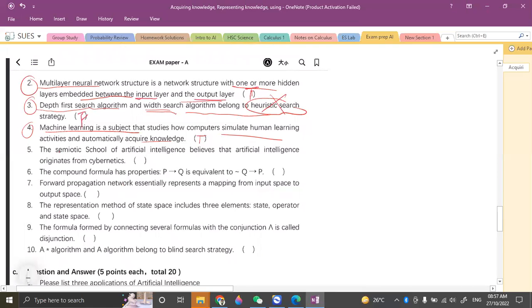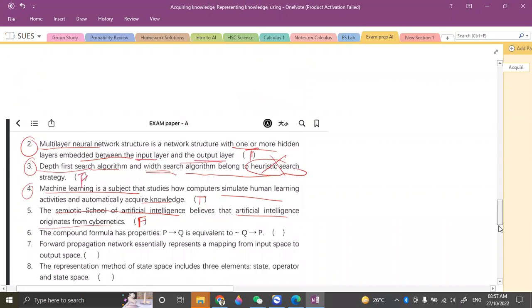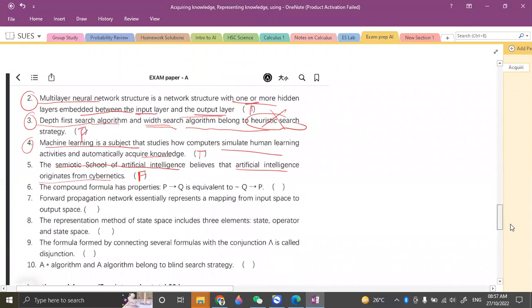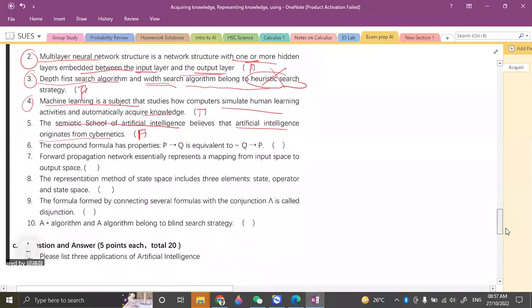And for 5, the symbolic school of artificial intelligence believes that artificial intelligence originates from cybernetics. That is false. Cybernetics originated from where? Still remember? Behaviorism, right? So cybernetics originated from behaviorism. It doesn't come from artificial intelligence.